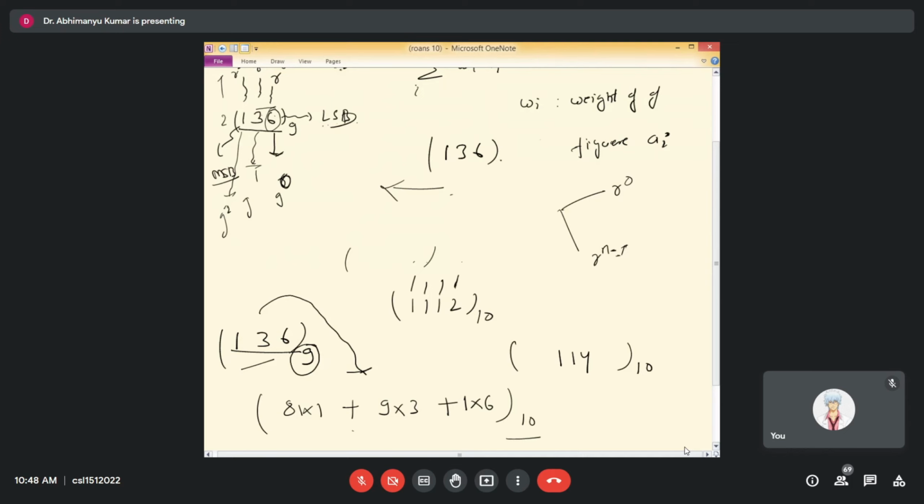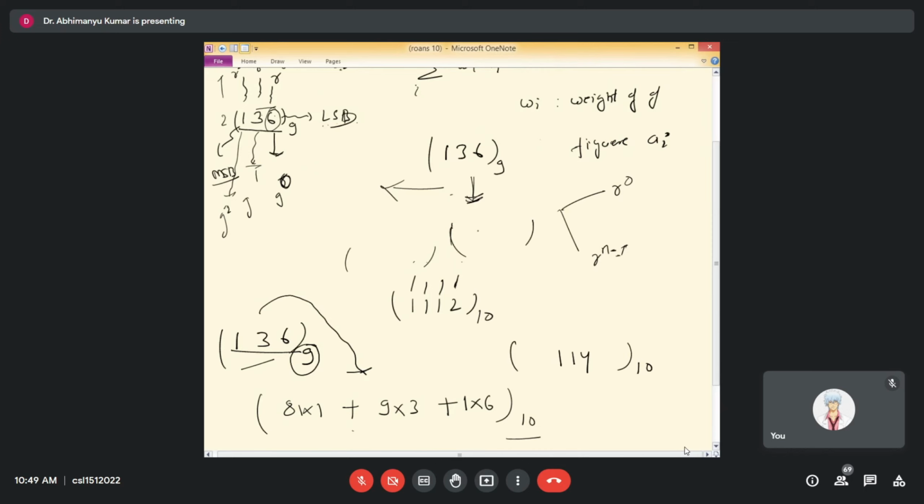So now we mention here, this is just a representation. It is indicating that this quantity is not a decimal quantity. It is represented in base 9, right? Now we would like to know what the equivalent value in the decimal system is. We have converted it this way, by using the weighted sum. If we compute the weighted sum, it will give you the decimal equivalent, right?